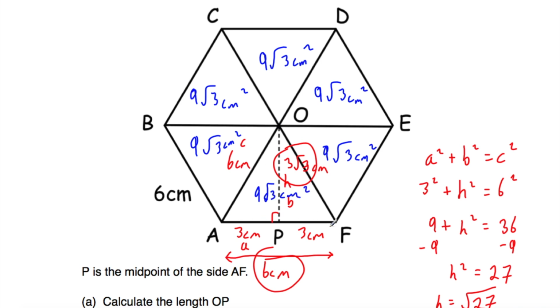Be careful whenever we split that triangle up into our two right angle triangles. Make sure in part B that you worked out the area of the whole triangle AOF and not just the right angle triangle. So if you worked out the area of the right angle triangle, then remember to double it to get the whole area of triangle AOF. So we've now got 6 identical triangles, each with an area of 9 root 3 centimeters squared. So now let's just work that out.